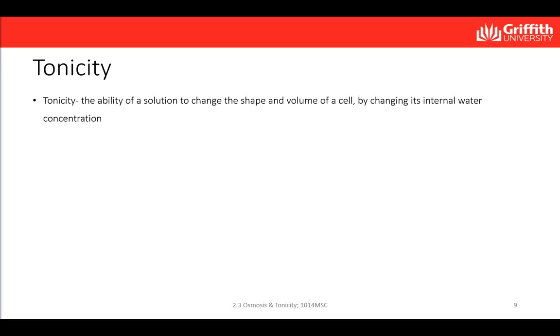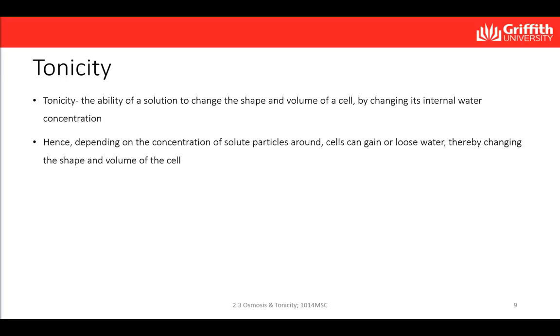Tonicity is the ability of a solution to change the shape and volume of a cell by changing its internal water concentration. Many solutes, particularly intracellular proteins and selected ions, cannot diffuse through the plasma membrane. Depending on the solute concentration of a solution surrounding the cell, cells can gain or lose water through osmosis. This changes their shape and volume.